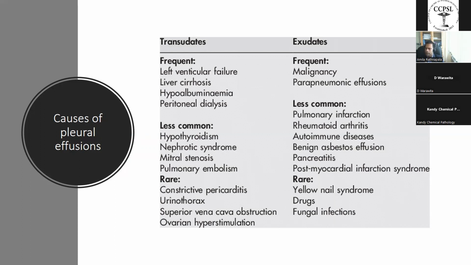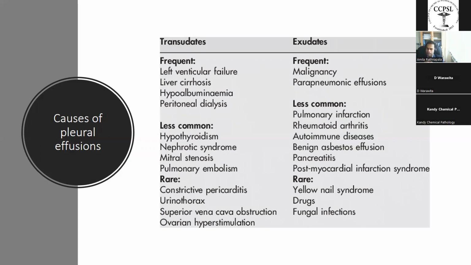pulmonary embolism, rheumatoid arthritis, and other autoimmune diseases causing serositis, which usually cause bilateral effusions and sometimes pericardial effusion, and also benign asbestos effusions. Pancreatitis is again another cause, and we see post-myocardial infarction syndrome or Dressler syndrome, and the rare causes include yellow nail syndrome, drugs, and various fungal infections.